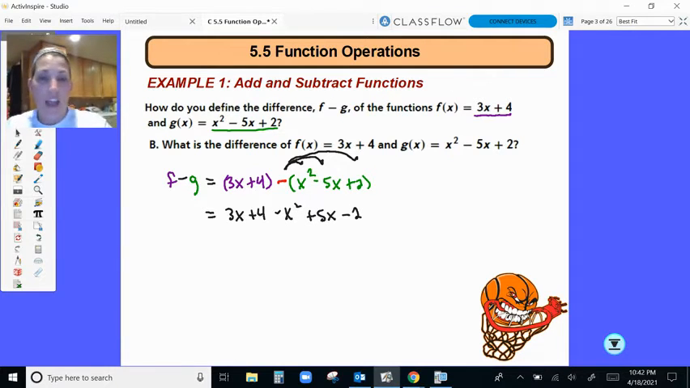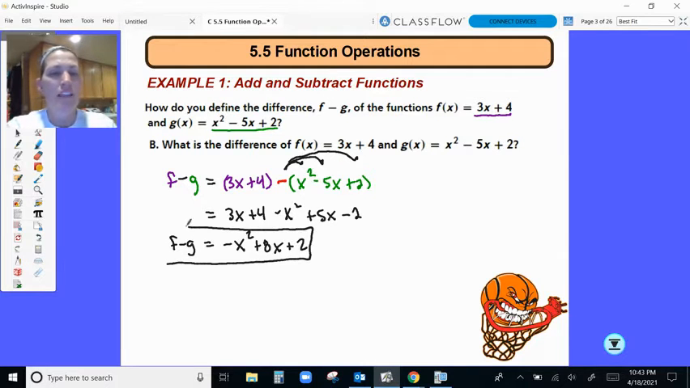Now we can combine all those terms. We have a negative x squared. 3x plus 5x this time is going to be a positive 8x. And then a positive 4, negative 2 is a plus 2. And that's my f minus g, and there is your function. Again, the domains of both of these, a line and a parabola, are still going to be all real numbers.